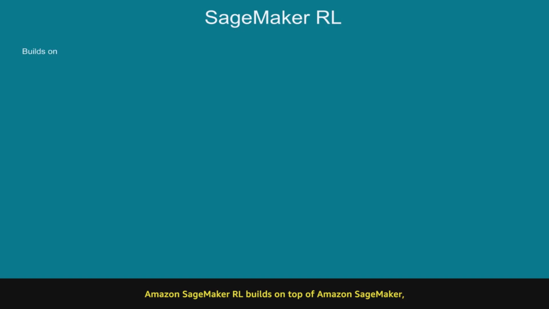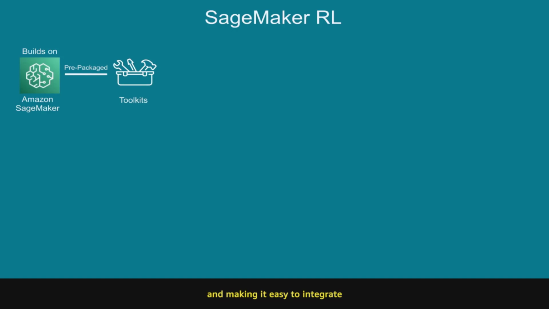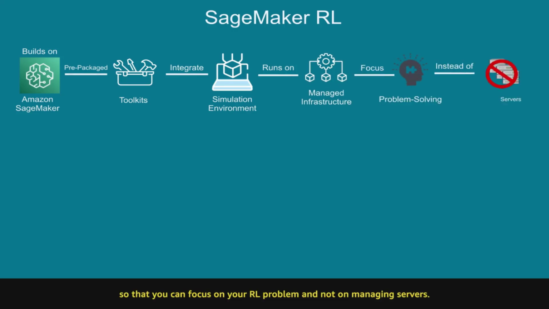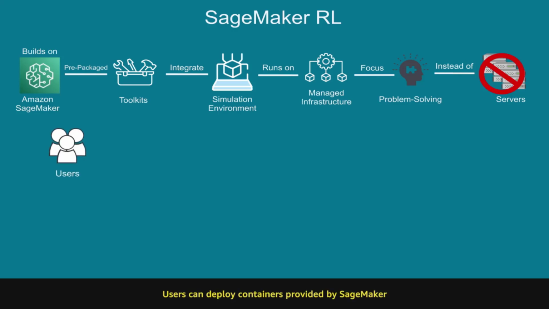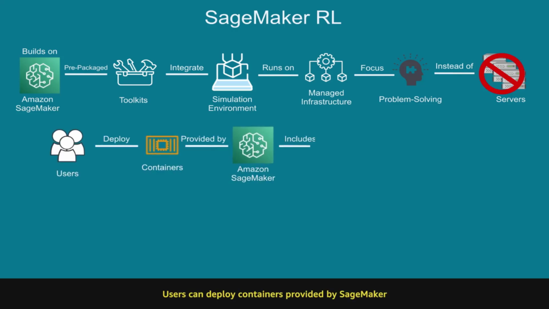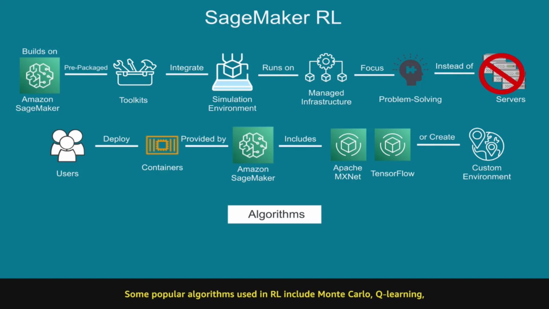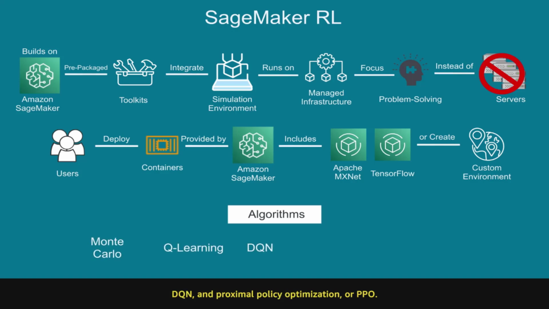Amazon SageMaker RL builds on top of Amazon SageMaker, adding prepackaged reinforcement learning toolkits and making it easy to integrate any simulation environment. Training and prediction infrastructure is fully managed, so that you can focus on your RL problem and not on managing servers. Users can deploy containers provided by SageMaker for Apache MXNet and TensorFlow or create their own custom environments. Some popular algorithms used in RL include Monte Carlo, Q-learning, DQN, and proximal policy optimization, PPO.